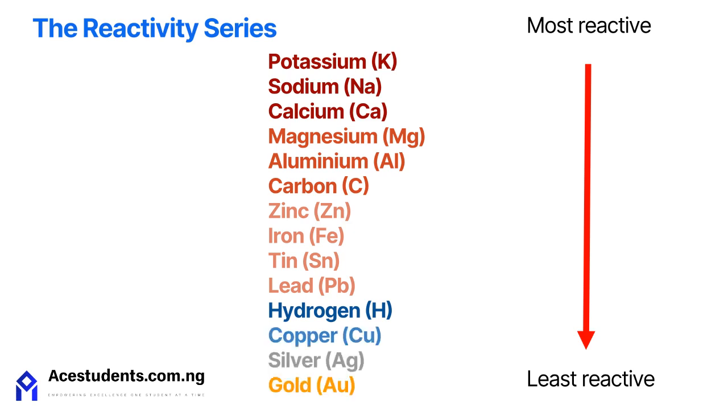At the bottom of the series, we have copper, silver, and gold. These metals are very unreactive and are often called noble metals. This explains why gold and silver are used in jewelry, because they do not corrode easily.